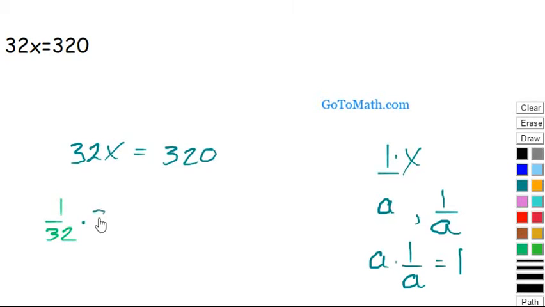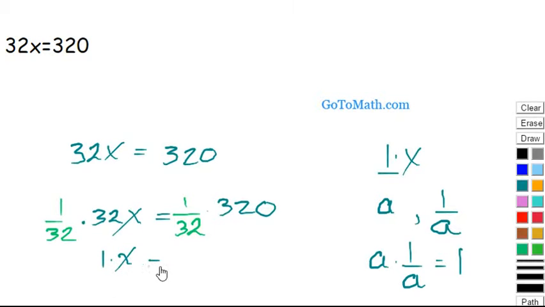Times 32x is equal to 1 over 32 times 320. You see that? So 1 over 32 times 32 is just going to end up being 1. And of course, this right here, you could write it like this if you wanted to. But we need to actually simplify this down, which ought to be pretty easy to do, right?